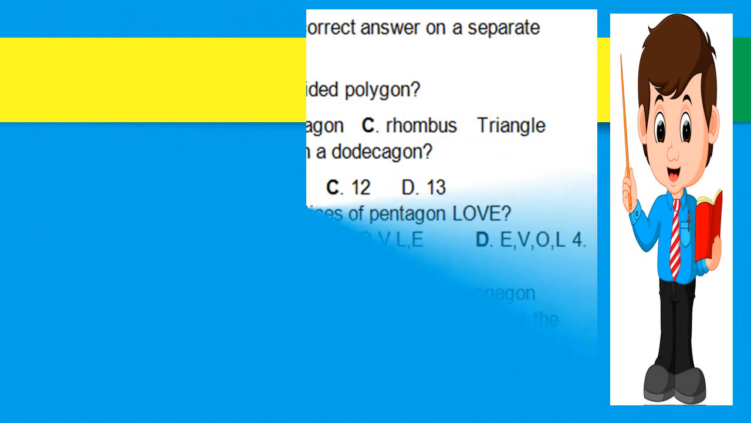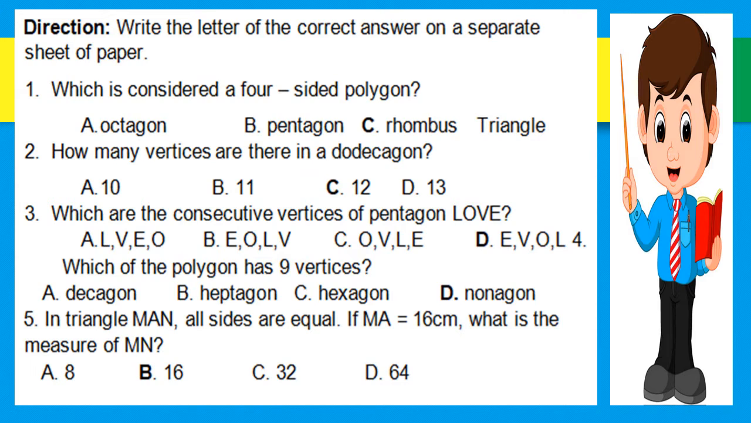Let's try to answer this one. Write the letter of the correct answer on a separate sheet of paper. Which is considered a four-sided polygon? A. Octagon, B. Pentagon, C. Rhombus, D. Triangle. Octagon is not four-sided, it is eight-sided. Pentagon is a five-sided polygon. Rhombus is four-sided. It belongs to quadrilateral. While triangle has three sides, so the answer is letter C.